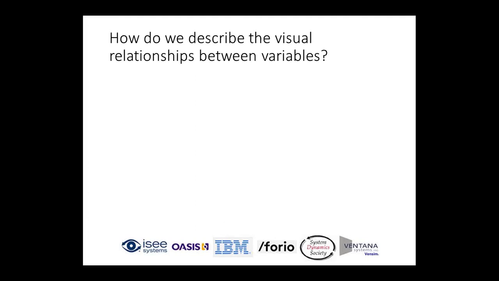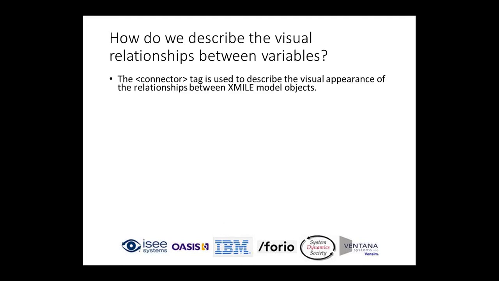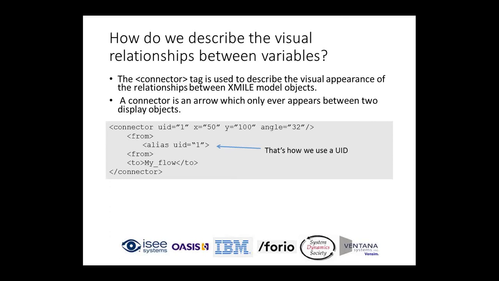So let's talk now about how we describe the visual relationships between variables. We're very familiar with this when we have, for instance, a connector. We use the connector tag to describe the visual relationship between two equations. A connector, just like you're used to seeing in Vensim or iThink or Powersim or anything, is an arrow, and it only ever appears between two display objects. So this is how we describe a connector. The connector is a tag. It's got a UID because it has no name.